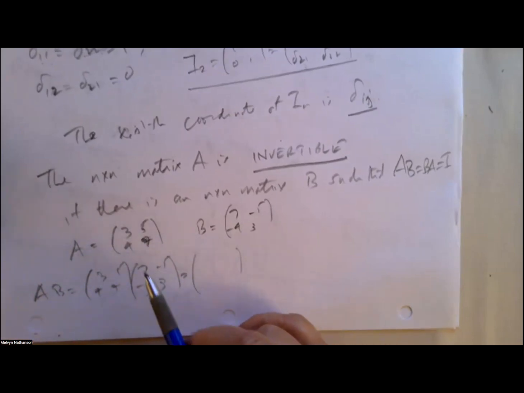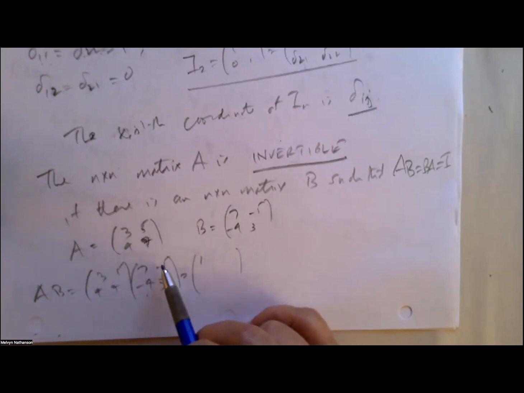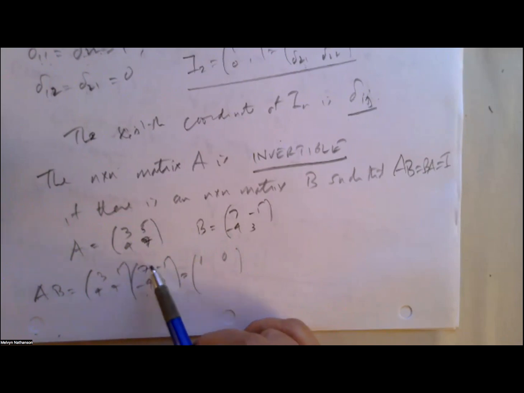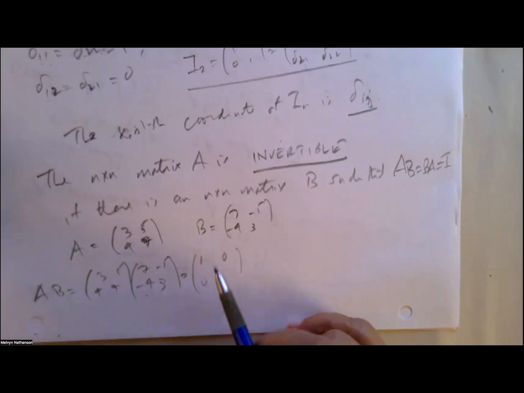So this is 21 minus 20 is 1. Minus 15 plus 15 is 0. 28 minus 28 is 0. Minus 20 plus 21 is 1. That's the identity.